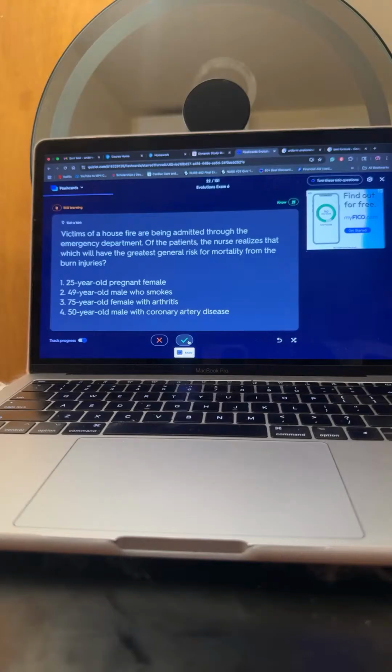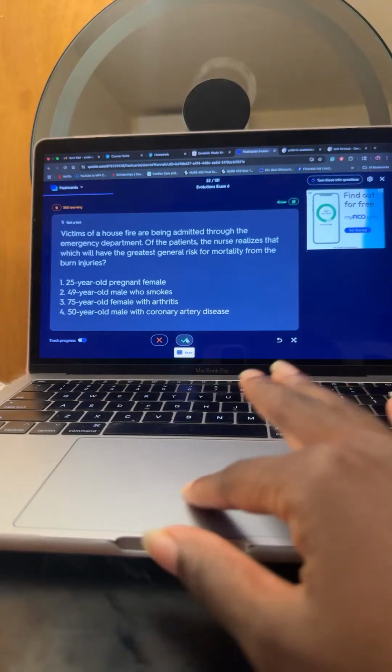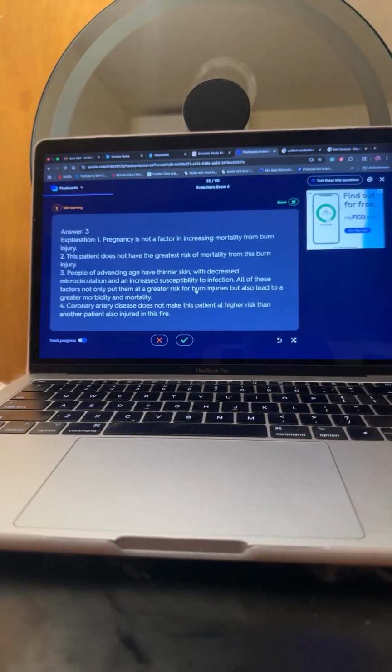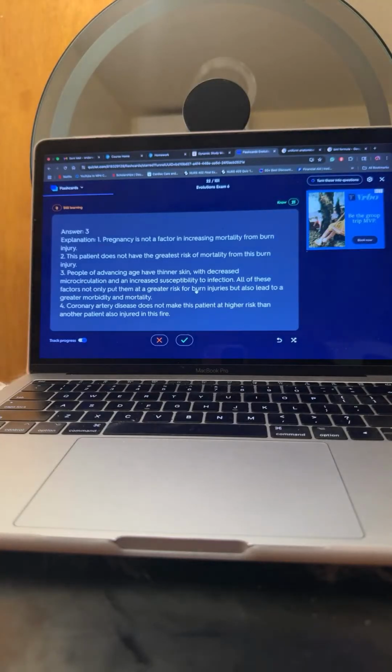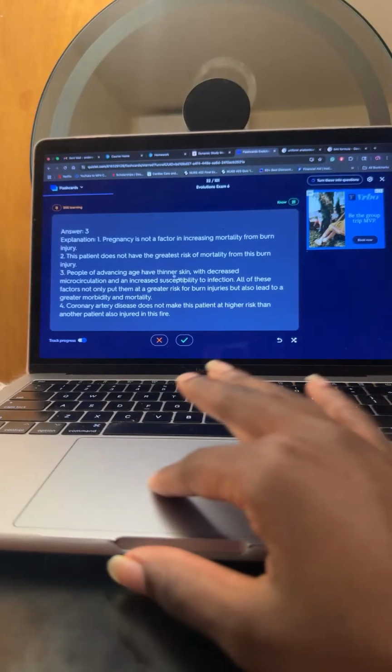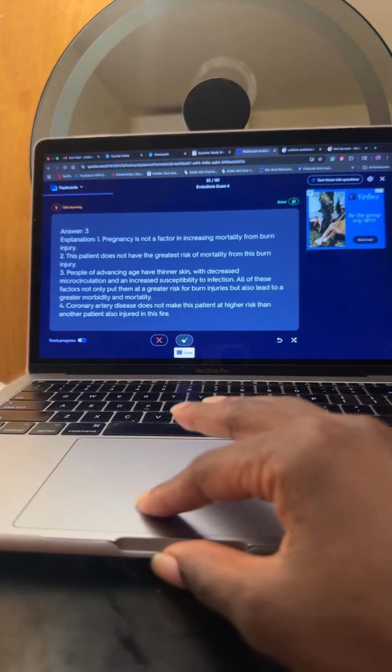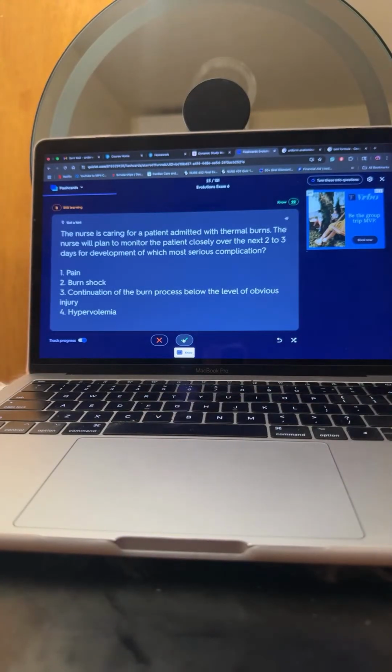75-year-old female with arthritis. She's old and she's a woman, so she has less, like, fluids. So burns are going to cause her to go into a more severe hypovolemic shock. That's what I'm thinking. It is 3. People of advanced age have thinner skin with decreased microcirculation and increased susceptibility to infection. All these factors not only put them at greater risk for burn injuries, but also lead to greater morbidity and mortality. Okay, not the same reason I was thinking, but I still got the correct answer.